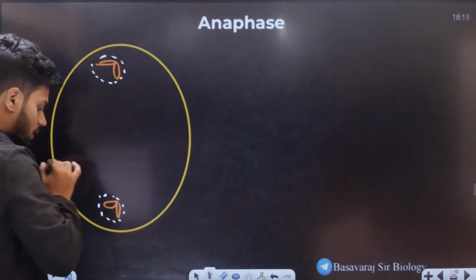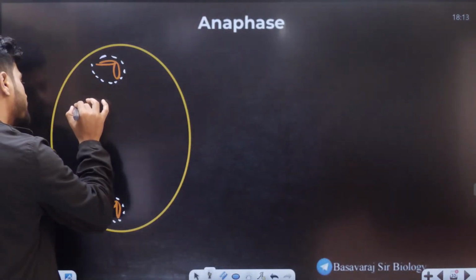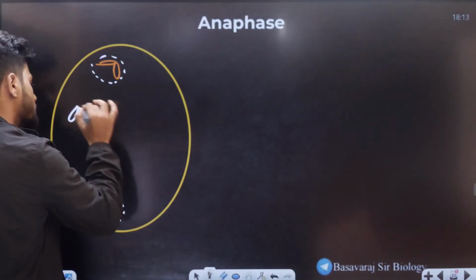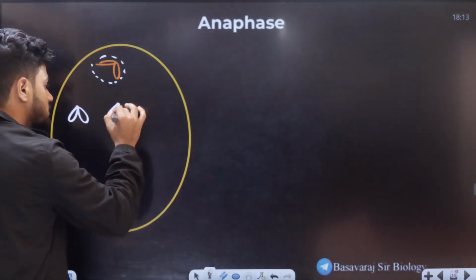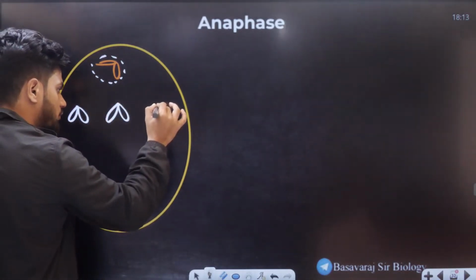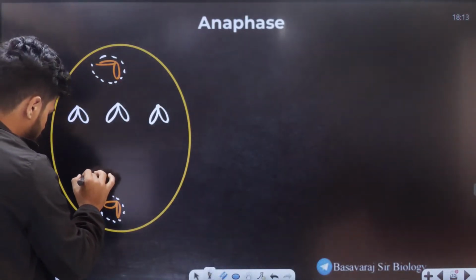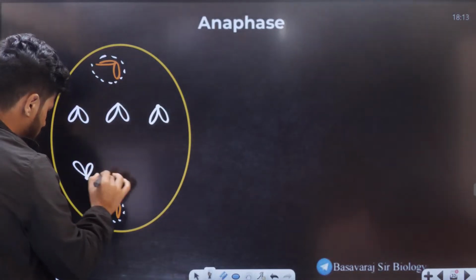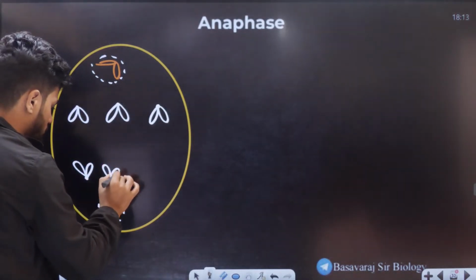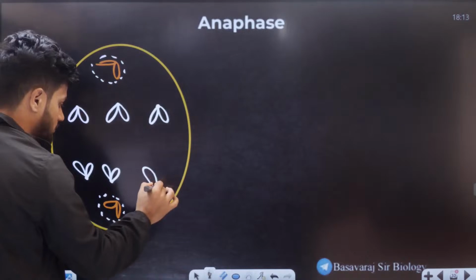Now here, this diagram is very important, students. If you understand the diagram, everything is going to be very easy to you. Some hard sum drawing, no?